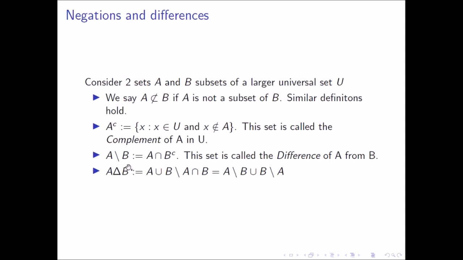But can we bring about a symmetry over here such that the difference of A and B is equal to the difference of B and A? Yes, we can. This is basically A union B minus A intersection B. This is an exclusive OR. Over here, it's either in A or in B, but not in both. That's what is represented over here. It's in A but not in B, or it's in B but not in A. So this is called the symmetric difference.